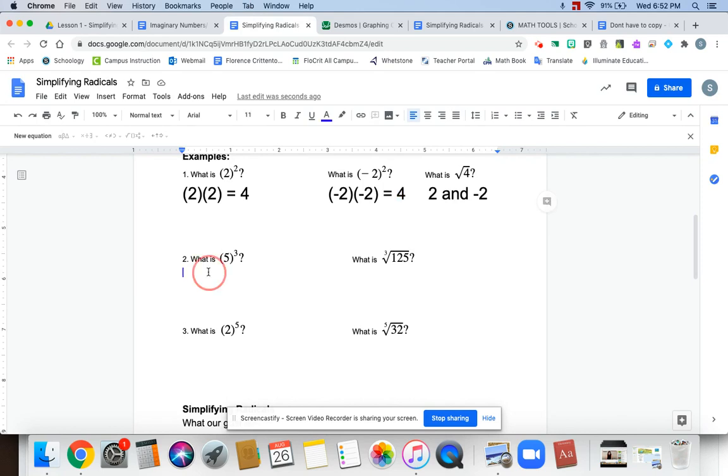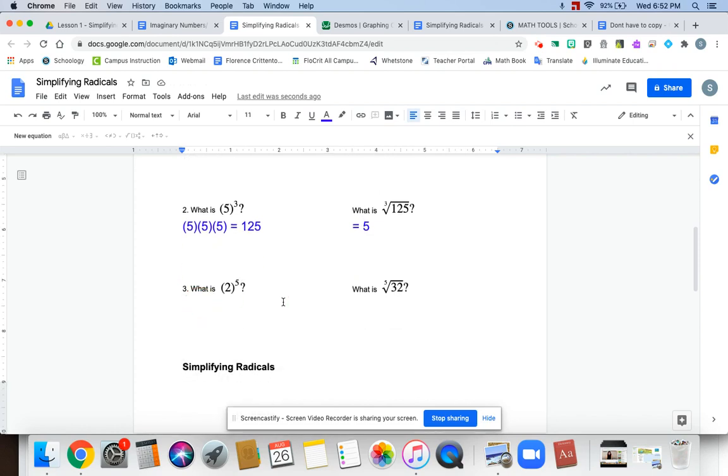So what is 5 cubed? 5 cubed is 5 times 5 times 5, which if I put in a calculator, I'd get 125. Meaning, what is the cubed root of 125? Well, the answer to that is 5. Because what number times itself 3 times was 125? The answer was 5.